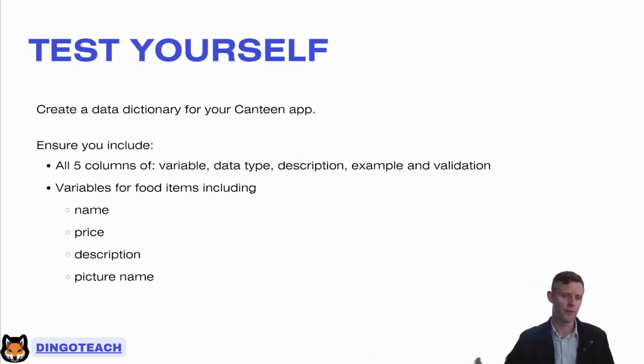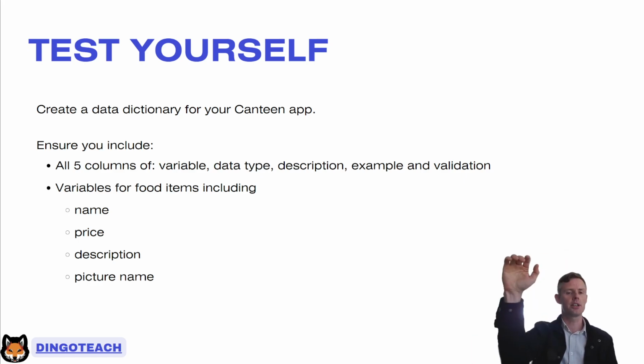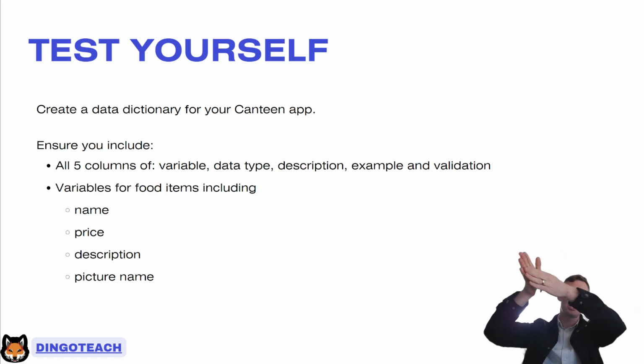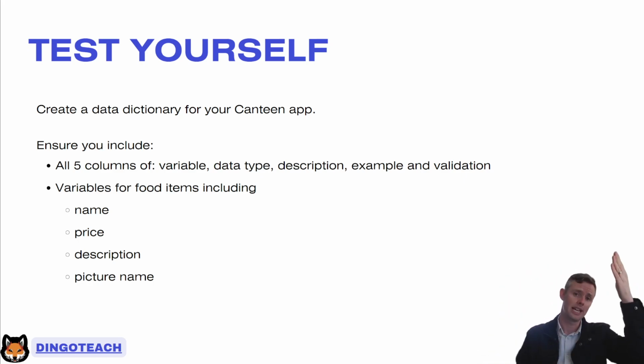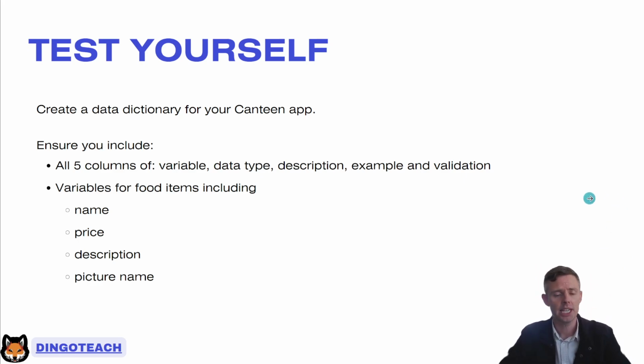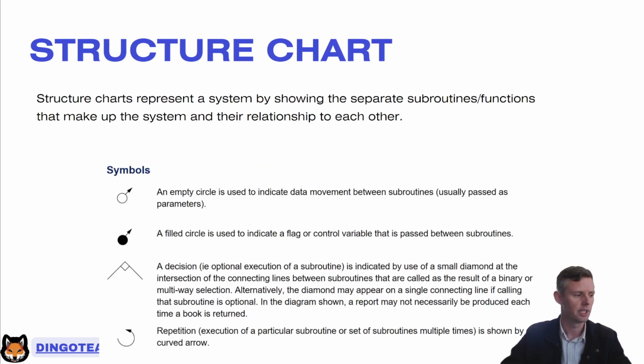As a bit of a test to yourself for the Canteen app, I want you to come up with a data dictionary which includes the name of the food item, a price for a food item, description, and a picture name. You should have your 5 columns, the variable, data type, description, example, and validation, and then the 4 variables with their type, their description, an example, and the validation. Good luck. I'm not going to do this one because I want to focus on the next diagram. So pause if you need to, and then come back.